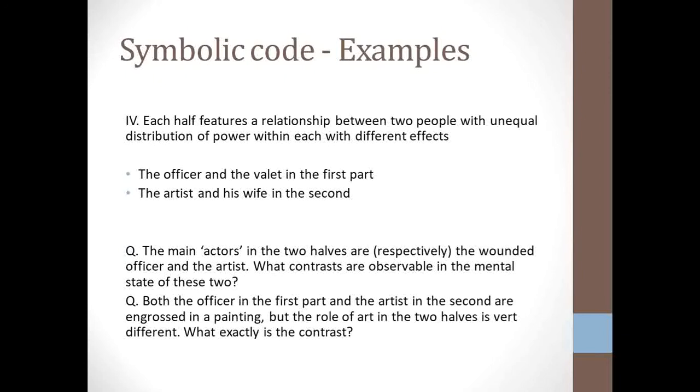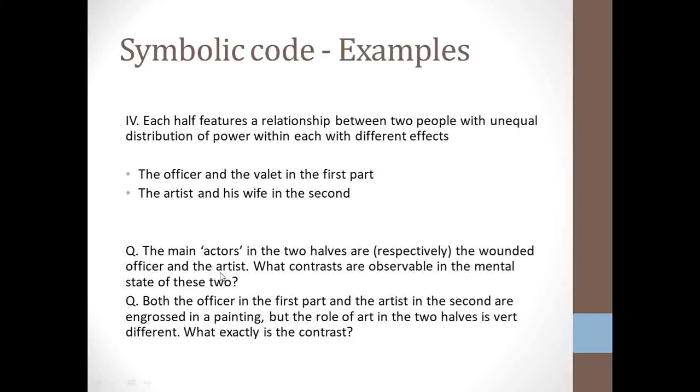And we also saw the unequal distribution of power within each frame, with different effects. There are 2 sets of binaries here, one of officer and valet, another one that of artist and his wife. In each case, the officer and the artist seem to hold more power, and the others just act upon the whims of these two, right?